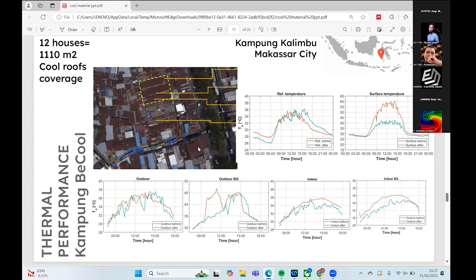the outdoor temperature, like radiation temperature, does not really help a lot. The outdoor temperature is not really decreased a lot, because there are gaps and some storage and trapping of heat that cannot be released by the air. So this is another struggle if we put this material in a high density area.